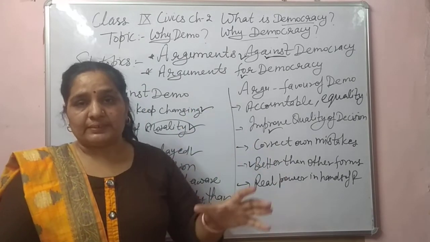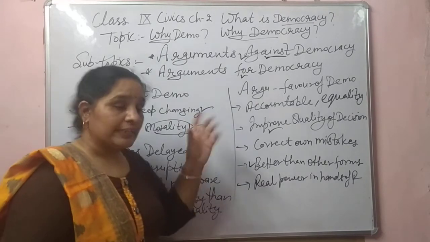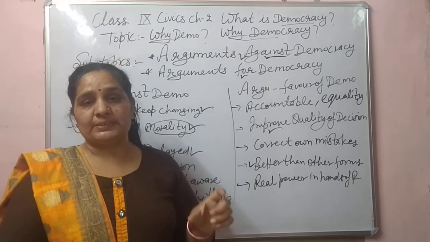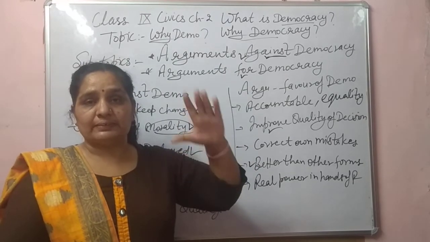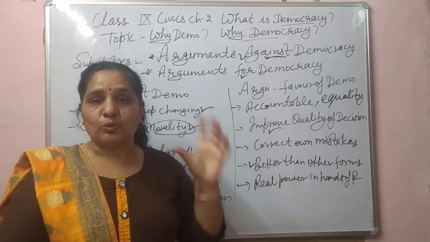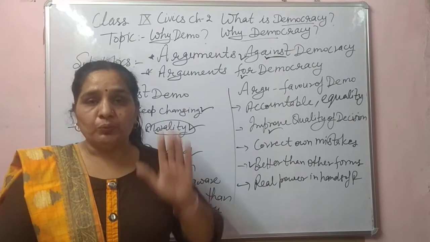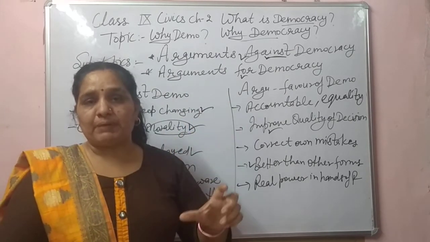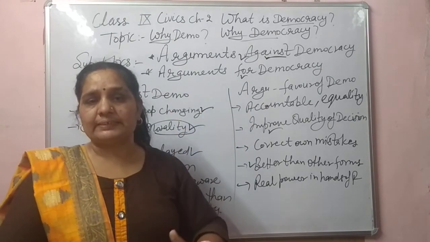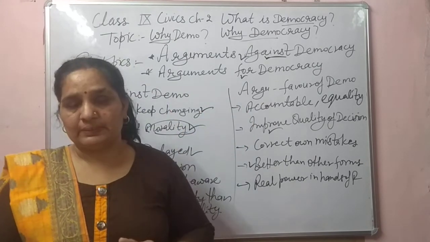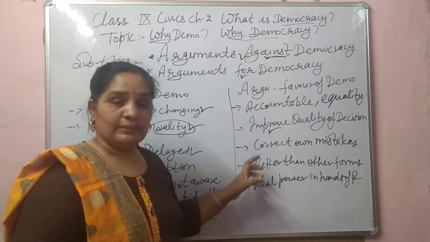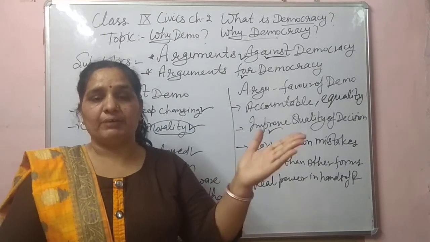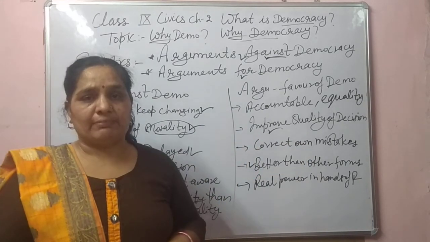monarchy, and military systems. Next one, real power in the hands of the people. In a democratic formation, the leaders are elected through elections, and the real owner of the power, the one who has the power in hand, is the common person. So the common person can change the ruling system after the completion of the time period of 5 years, 6 years, or whatever is given.